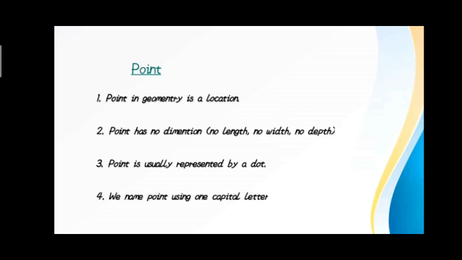Fourth, we name a point using one capital letter. That means we can name a point by using a capital letter. Let's take an example. So this is point B. I have written B in capital. You can use any alphabet, but you have to write that alphabet in capital letter, as I have used B here. This is point B.